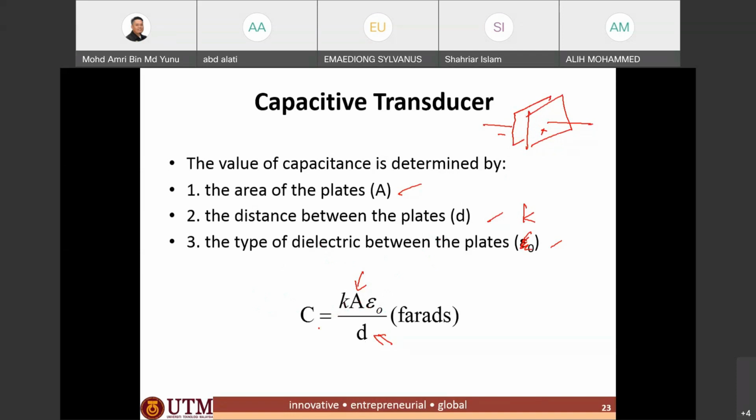The formula is given by C equals K multiplied with A epsilon naught over D, which means the capacitance is proportional to the dielectric properties, also proportional to the area, and inversely proportional to the distance between the plates.